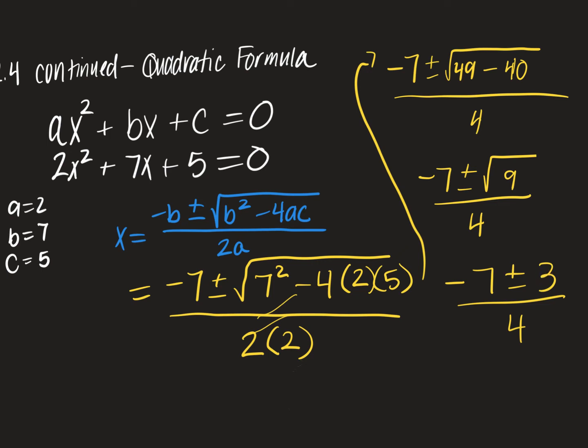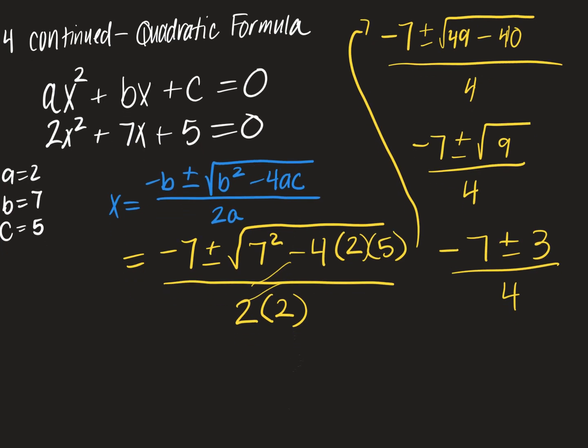So now, remember, quadratic equations have to have how many solutions? 2. How are we going to get 2? Plus or minus. We've got that plus or minus there. So we need to split it up and get our 2 answers. So we have to do negative 7 plus 3 divided by 4, and we have to do negative 7 minus 3 divided by 4. Again, we are doing the plus or the minus. So those will give us our 2 answers.